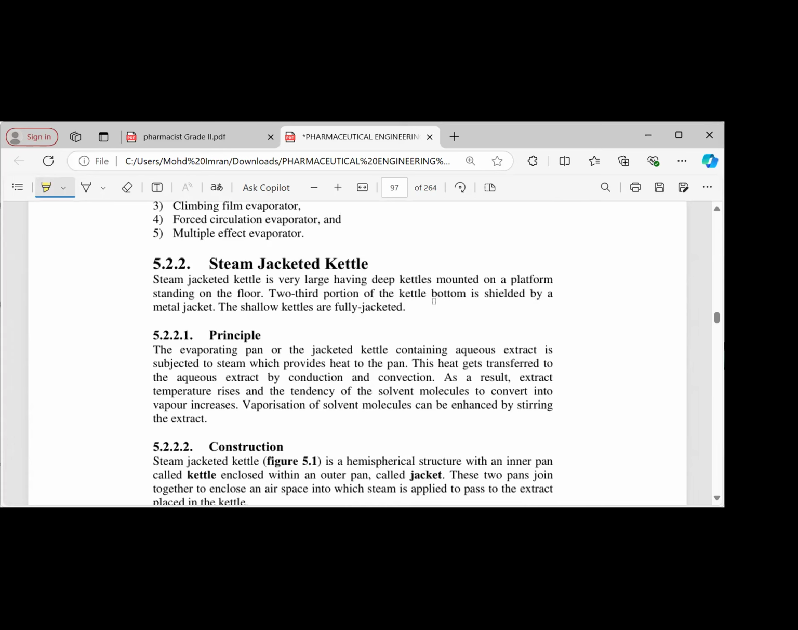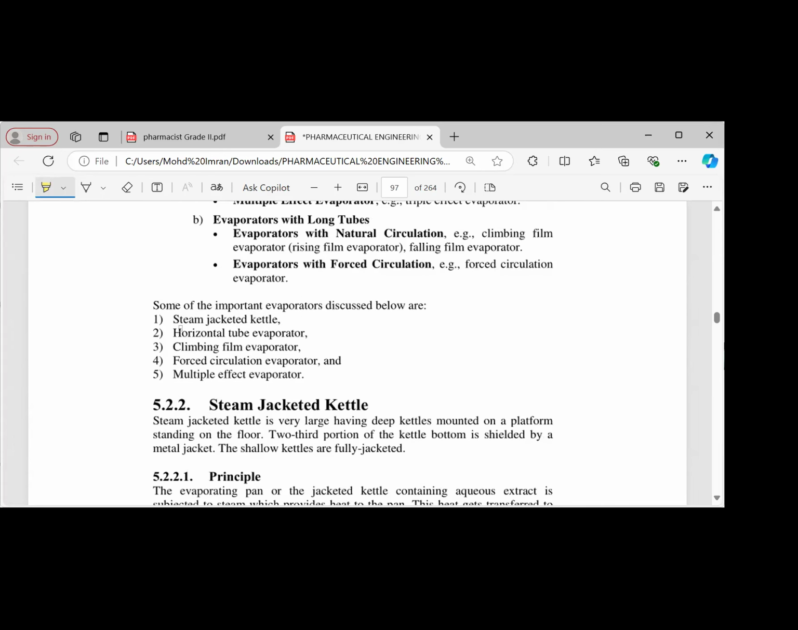Next Sunday, evaporation equipments. We discuss steam jacketed kettle, very important. Next, horizontal tube evaporators, vertical tube evaporators, climbing film evaporators and falling film evaporators, forced circulation evaporators, and multiple effect evaporators. If you ask me which is the most important among these, it is the multiple effect evaporator, then the climbing film evaporator.